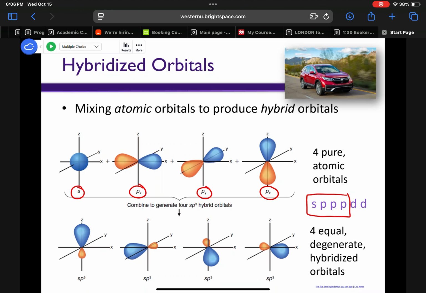We put in 4 atomic orbitals. So 4 went into my magic cup, 4 came out of my magic cup, but the ones that came out are hybridized. What are they called? The great reveal. They're called sp3. This one's an sp3, this one's an sp3, this one's an sp3, and this one's an sp3. We got 4 sp3 orbitals out of our magic cup.